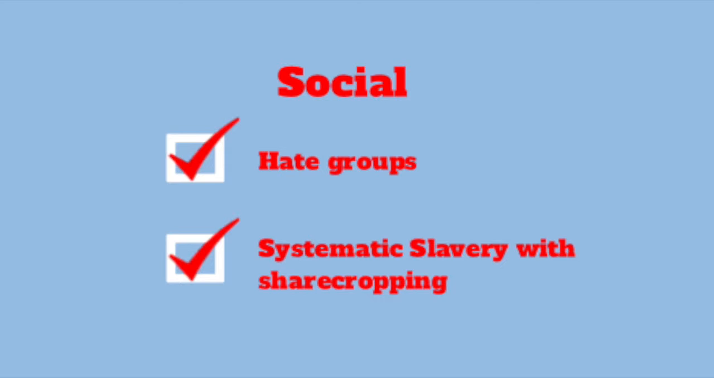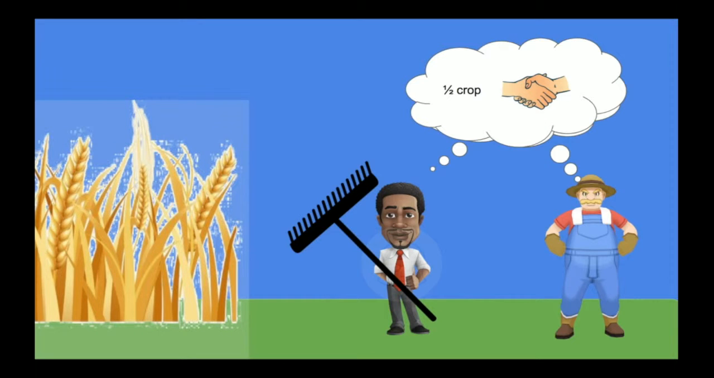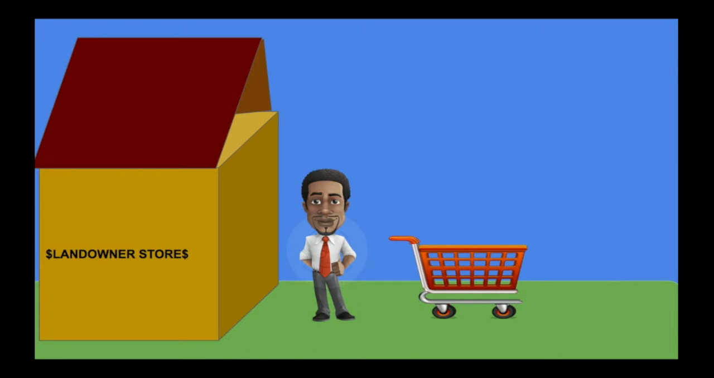The system of sharecropping made it so freedmen were continuing to be dependent on white men's land. When freedmen became free, they didn't have money to pay for land to farm on, so they struck a deal with the former plantation owners. They could farm on their land as long as they gave half of their harvest to the landowner.